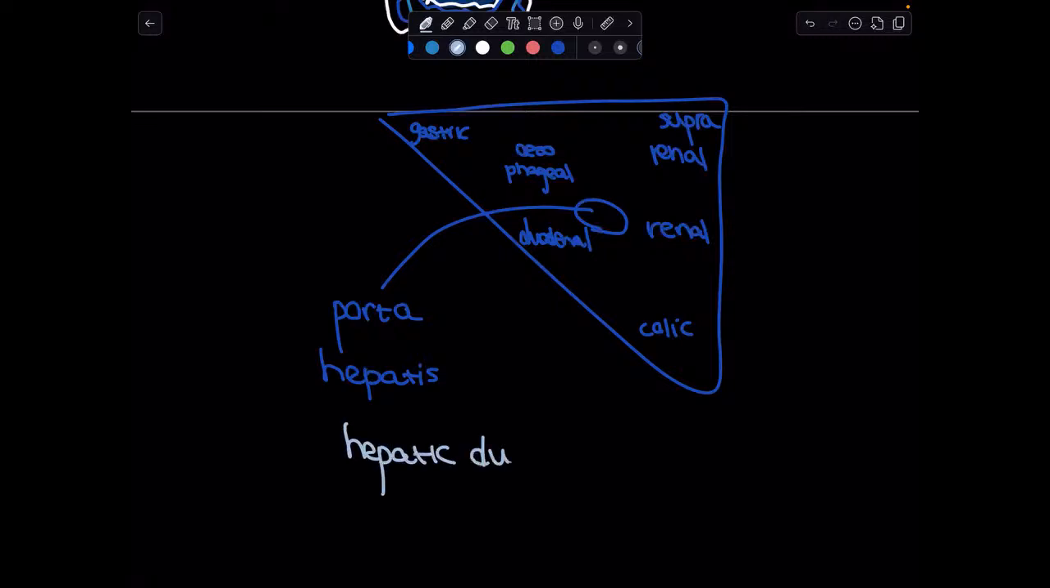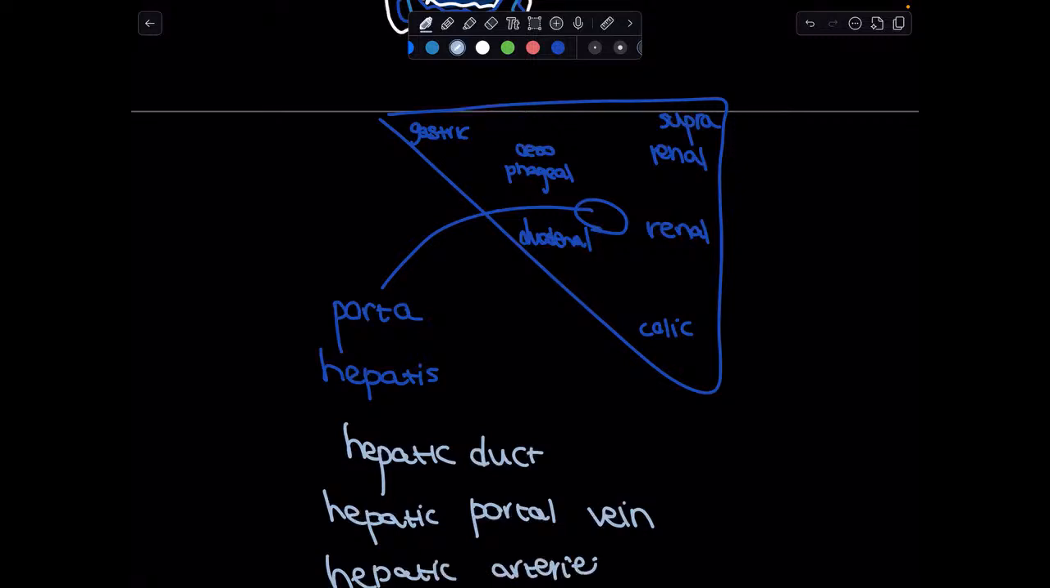Hepatic ducts, hepatic portal vein. What is all of this? So, the hepatic portal vein brings nutrient-rich blood from the intestines to the liver. The hepatic artery supplies oxygenated blood. The hepatic ducts carry bile from the liver to the gallbladder and intestines for digestion. All these structures pass through the porta hepatis. Interesting.